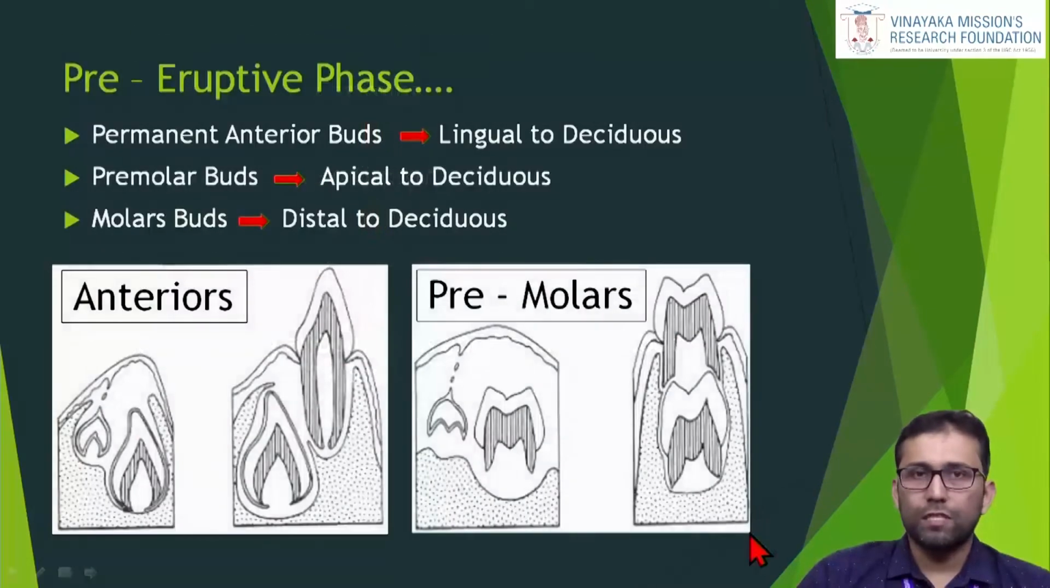Now in the pre-eruptive movement, there are a few points that we need to take care of. That is the position of the tooth bud.